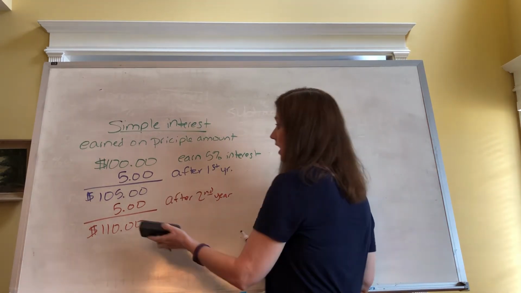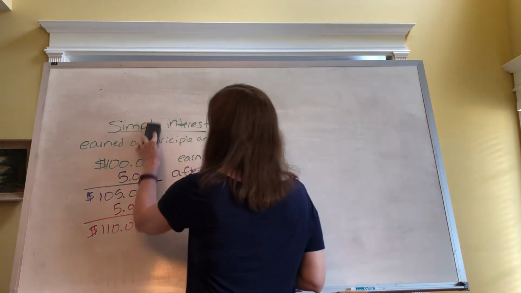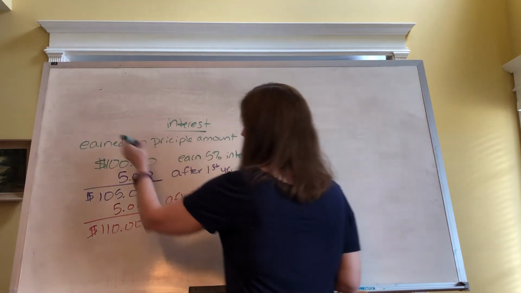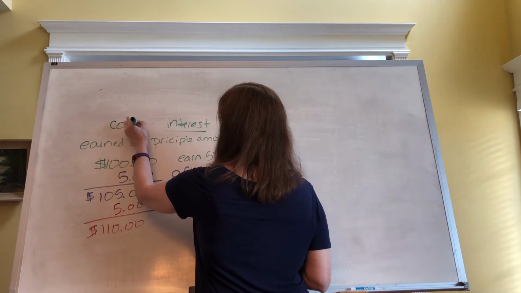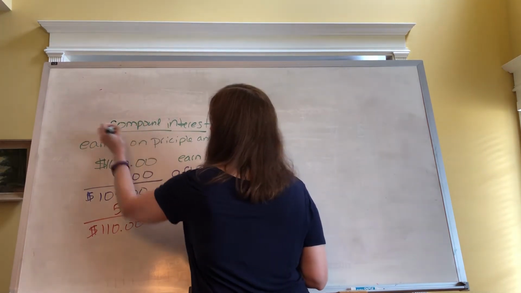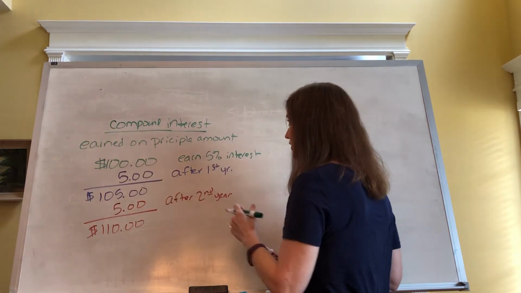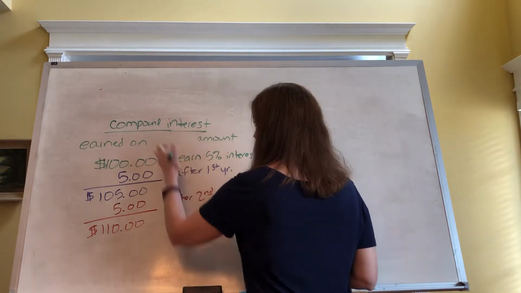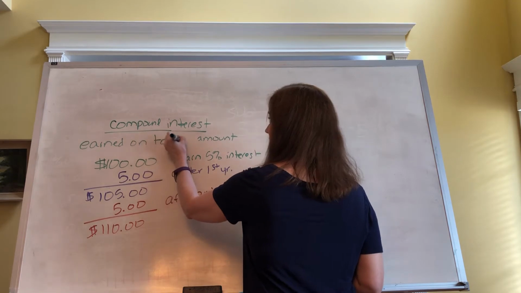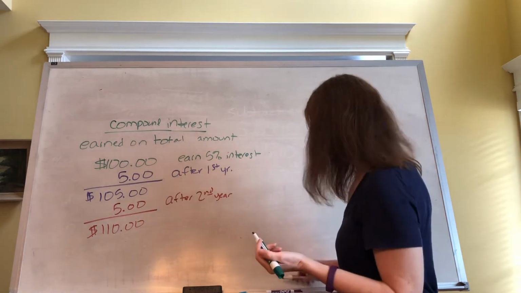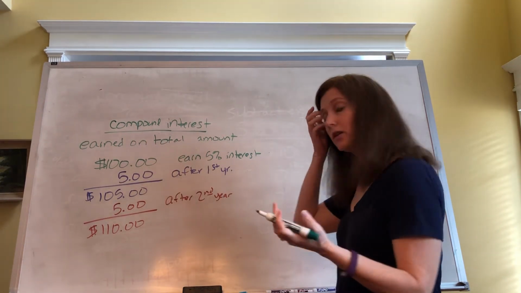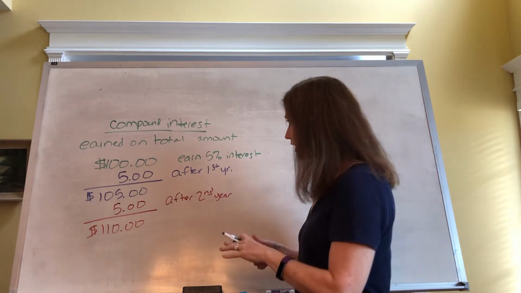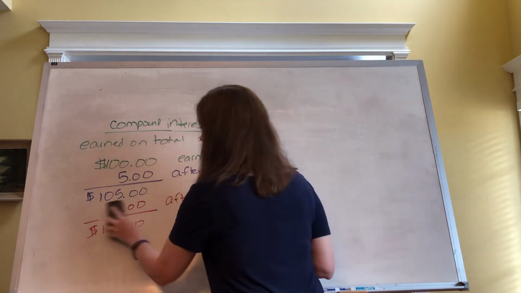The other interest is compound interest, and that differs from the simple interest. Compound interest is earned on the total amount that is currently in the bank. So you can earn interest on the interest, and that's why it's called compound, because it just keeps compounding.